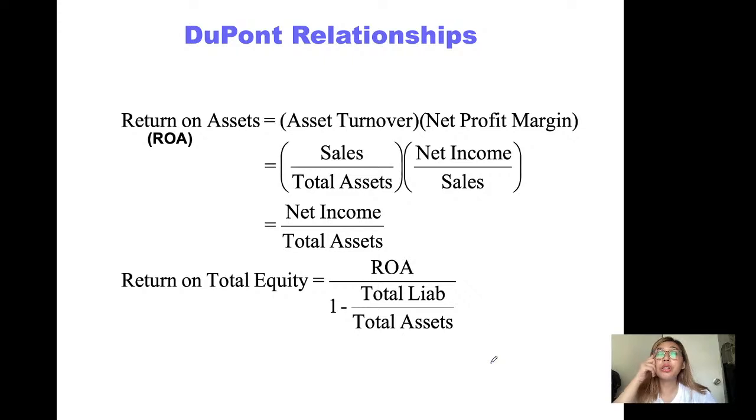So, DuPont Relationship. So, ito, pinagsamang return on assets. So, meron tayong asset turnover times net profit margin. So, inano ko naman siya, dinisect. So, sales over total assets ang ibig sabihin ng asset turnover. And net profit margin, ito yung net income over sales. So, it is also equivalent to net income over total assets.